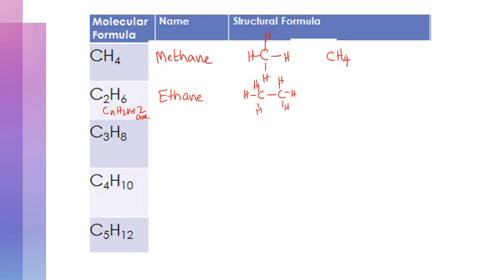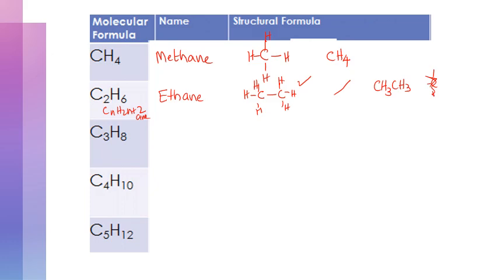If you are drawing the skeletal form, we will just draw like that, right? And if you want to write the condensed form, you can write CH3, CH3. If you want to draw the Lewis dot, we will do just like this, Lewis dot, right? Okay, so that's how it is.